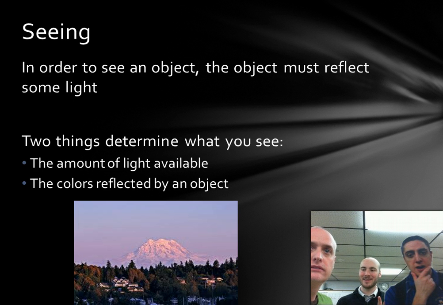So there are 2 characteristics of the surrounding light that determine what you see. First is how much light is available. Like, for example, if there's no light in the room, can you see stuff? No, because if there's no light, there's nothing to bounce. We won't see anything. That's why a pitch black room is pitch black. And then also, the colors that are actually reflected by an object will determine what you see as well. That makes sense because we see in color. Excellent. Let's go on.